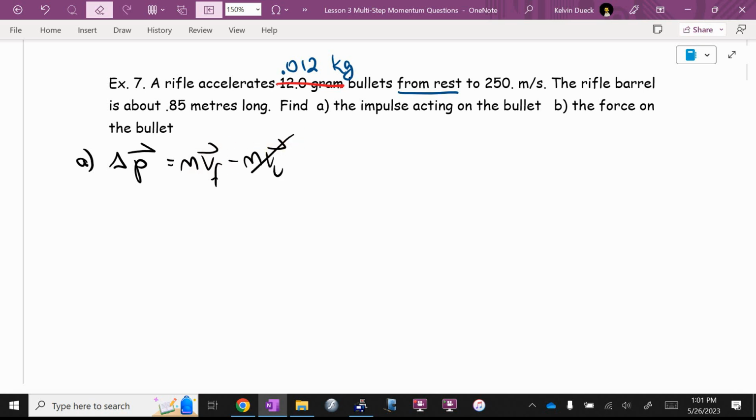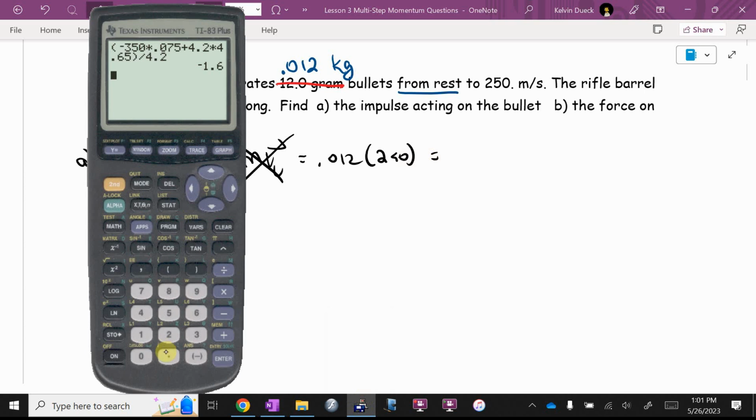In fact, you know what? Since it's from rest, I could even just do that. I could have just said, I think it's going to be mv final. It's going to be 0.012 times 250. And I get, oh, that's nice, 3 even. Units?